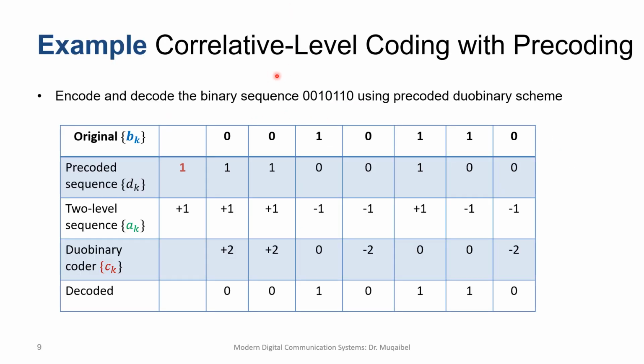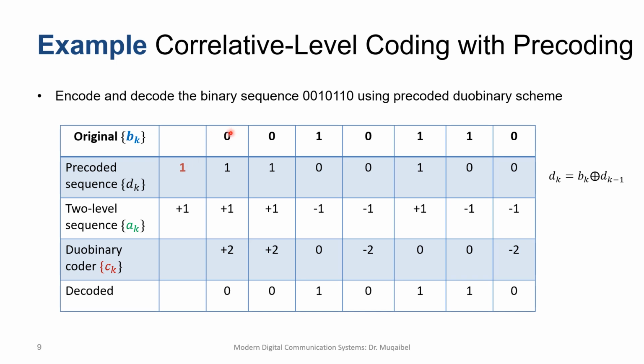So let's look at the current example. We would like to do correlative level coding with pre-coding. So here is the original sequence of data. Now I will assume that the pre-coded sequence starts with 1. I changed the color here. This is an assumption. It could have been 0. So how do we get the pre-coded sequence? We follow the following formula: the current D equals the current B XORed with the previous D.